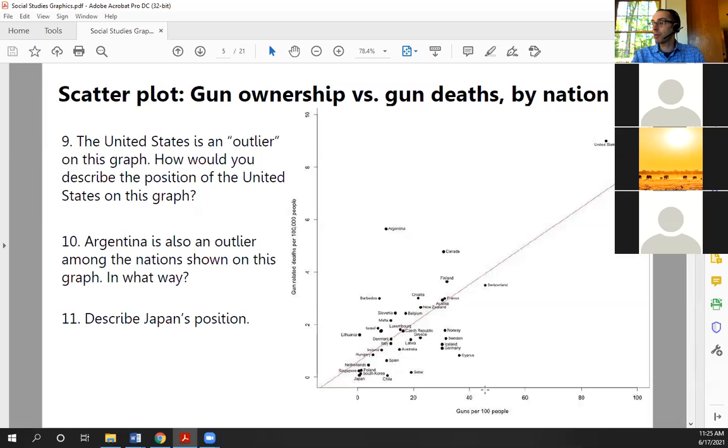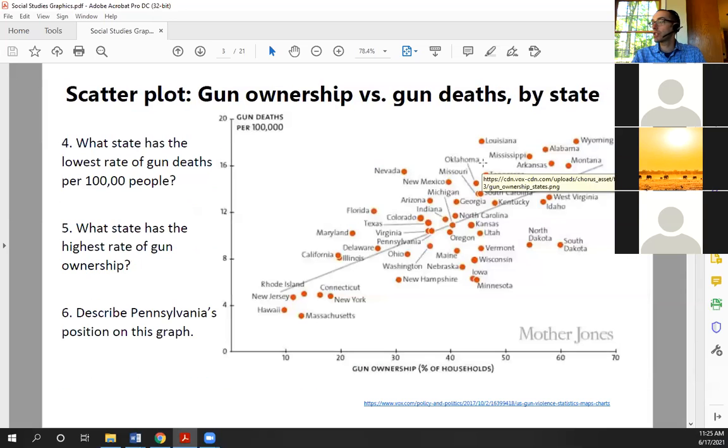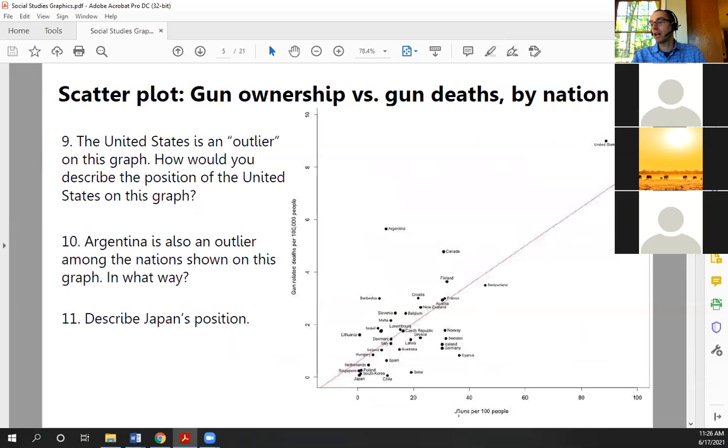Argentina. And our guns per 100 people, percentage of people that own guns. Well, that's okay. So it's not percentage of people that own guns. That's a little bit trickier. This one showed us gun ownership, percentage of households. How many households own a gun? That's different than this one that has guns per 100 people. I don't own a gun, but if you own 3, then that's going to show up as 3, right? So that's a little bit different.